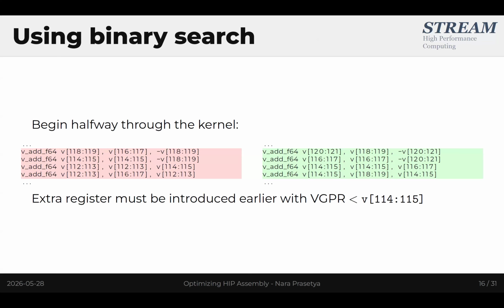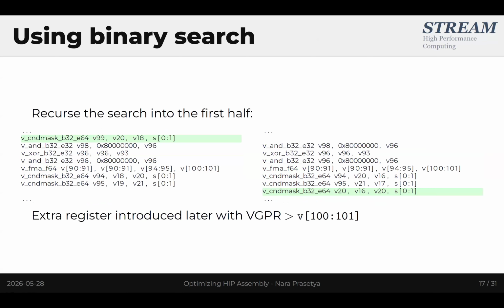So yeah, let's begin halfway through our kernel. You don't need to know the entire kernel, but this is just somewhere halfway. We'll see that on the left side we have V118, and on the right side we have V120. So definitely on the right side there has been some earlier place where some extra resource allocation has been used. And so we must probably search in an earlier half, and then we start searching in the earlier half, and then we see that there has been some change here, but these changes don't really change the resources here. So this is probably later here.